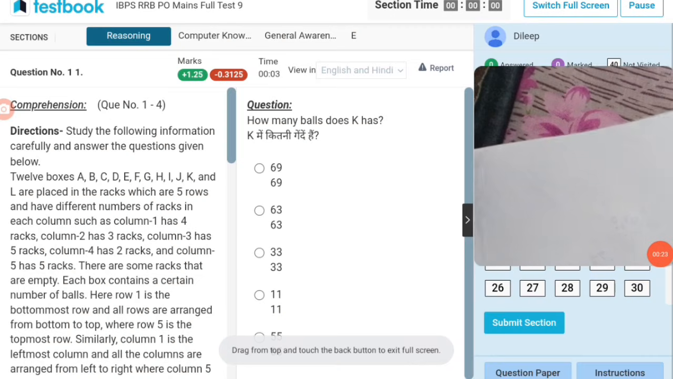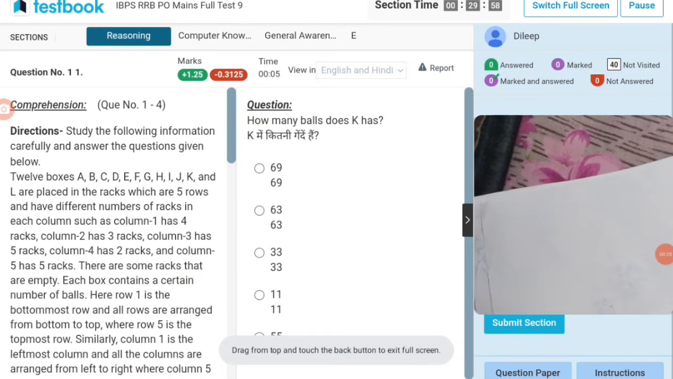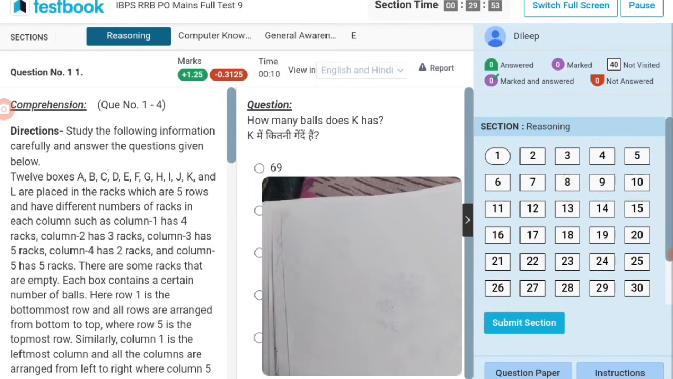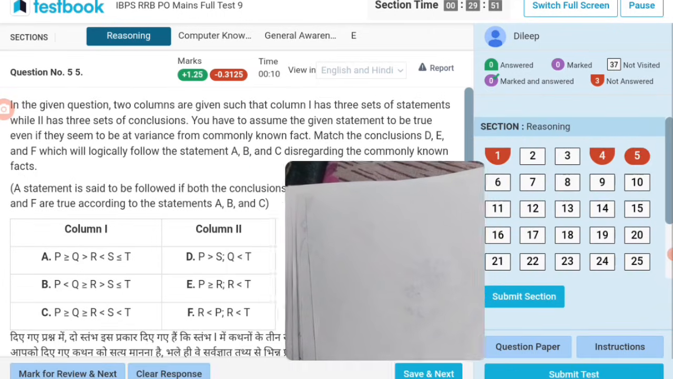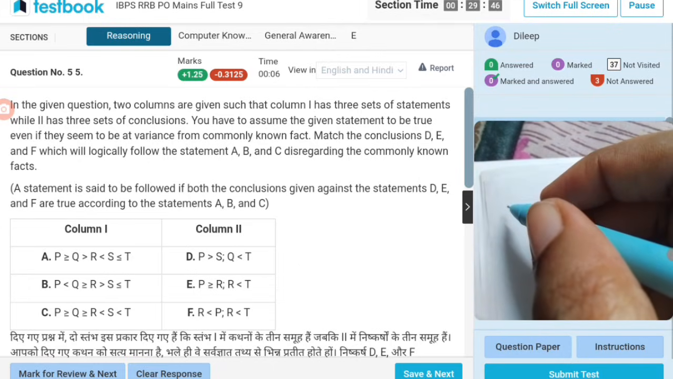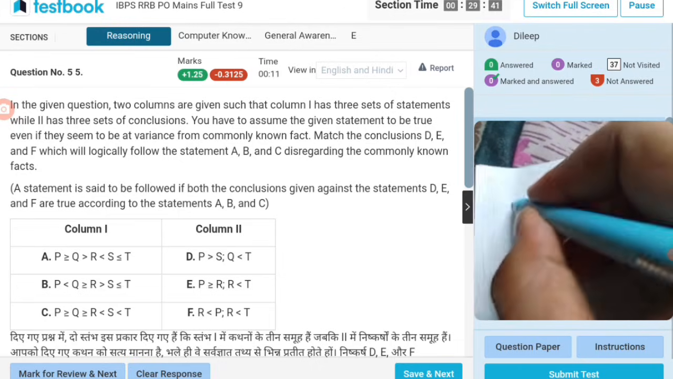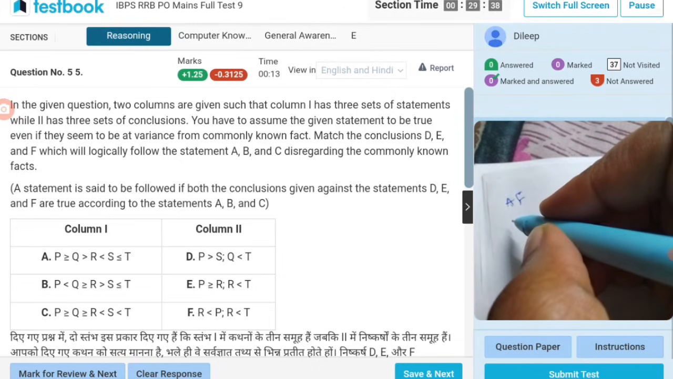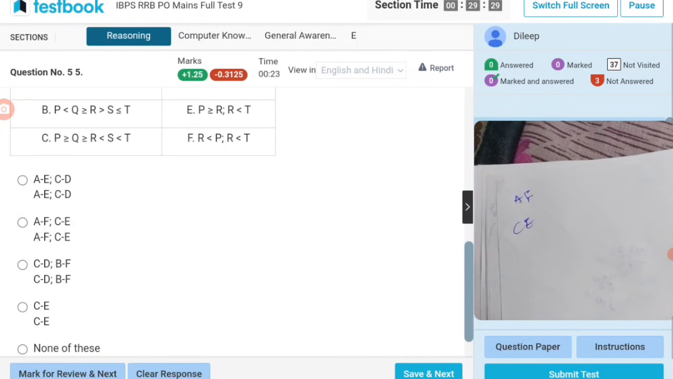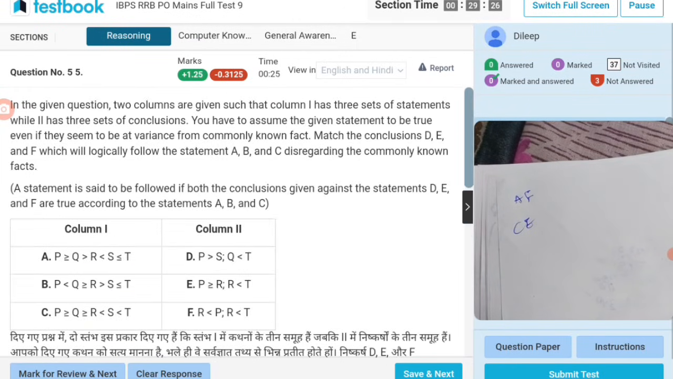Let's start this test. First of all, the reasoning section. First go with easy questions. P greater than R and less than T. So AF and CE.